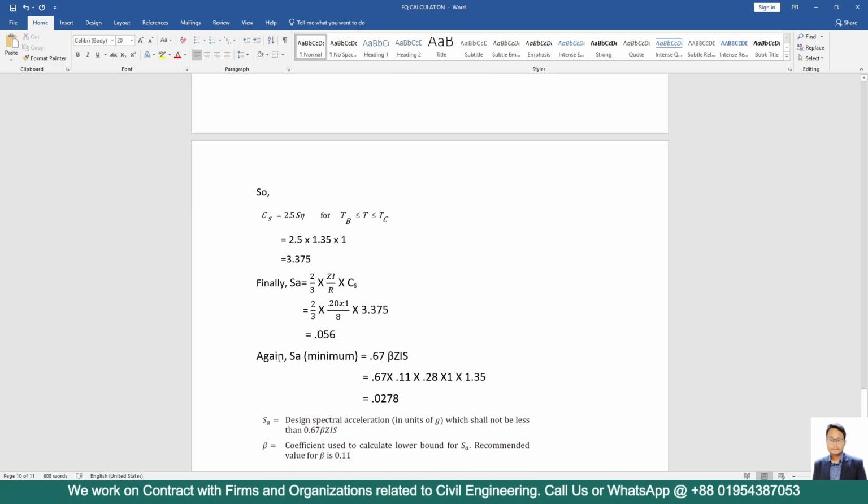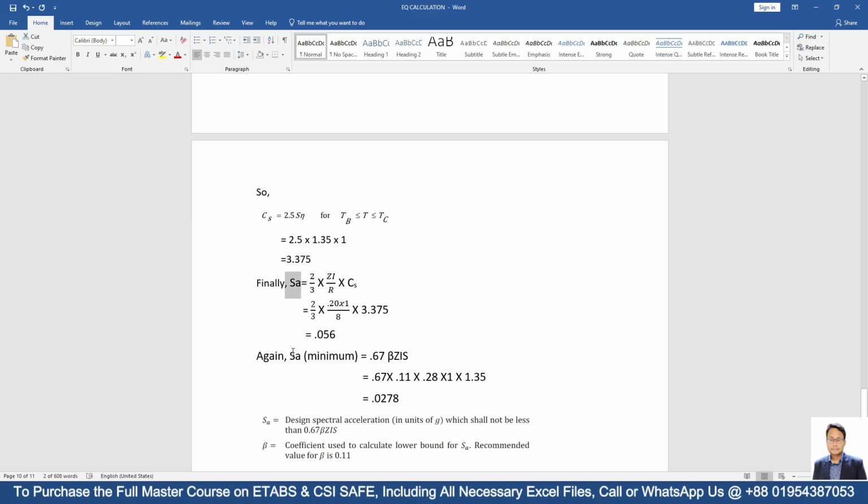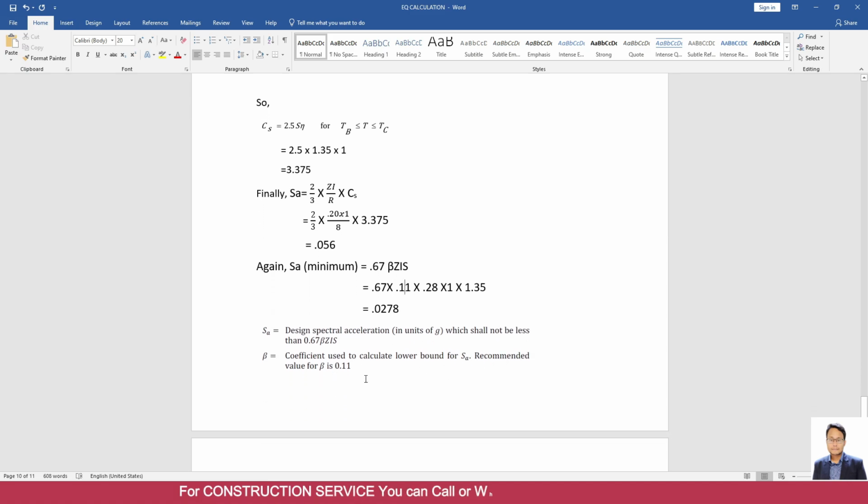Again, we have to calculate SA minimum as per BNBC 2020. This is similar in ACI code also, which is 0.67 beta ZIS. We have to take value between SA and SA minimum. We will take the higher value, whichever is higher. So if we calculate SA minimum by using this equation, that means 0.67 beta ZIS, we are getting beta value 0.11 from the recommended value in our code. Coefficient used to calculate lower bound as a recommended value for beta is 0.11.